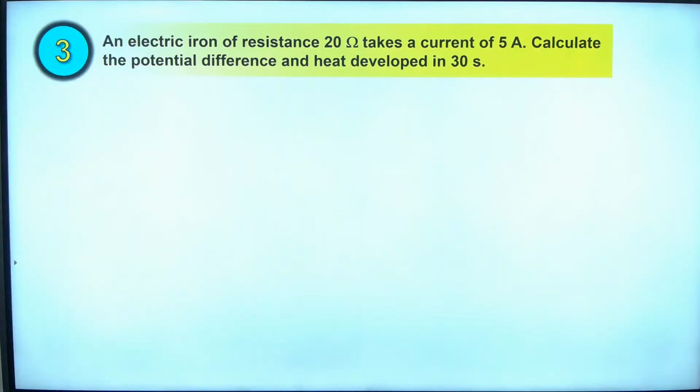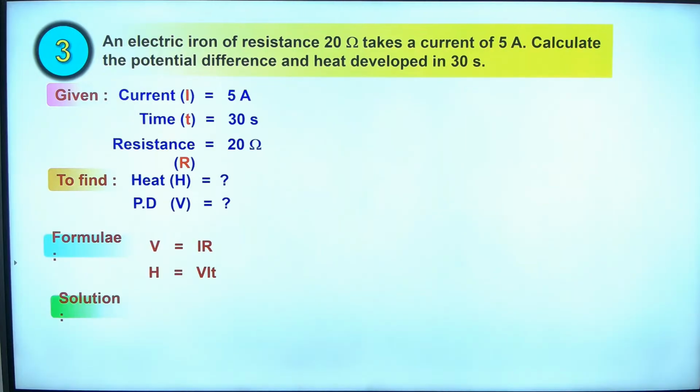Have you got the answer? So R is given here, I is given here, V is asked to find. V is equal to what? IR. 20 into 5, 100 is the answer for the first part, simple. And heat developed, H is equal to VIT. V is known, I is known, T is known. Just multiplication, nothing else.